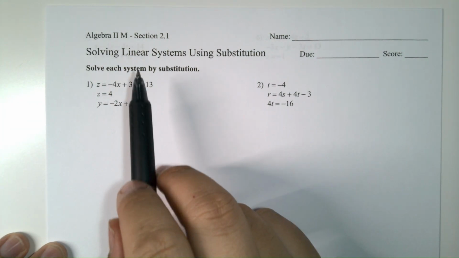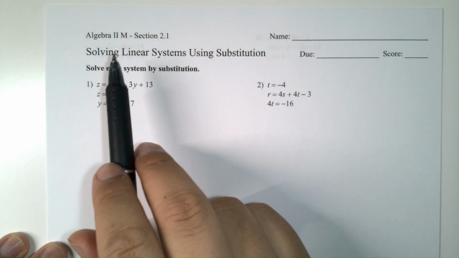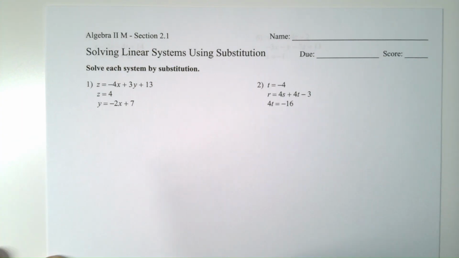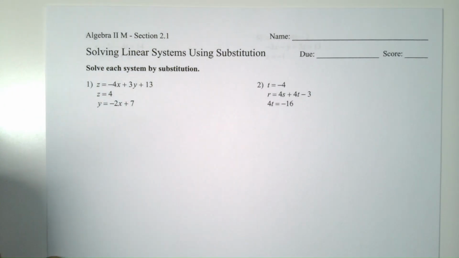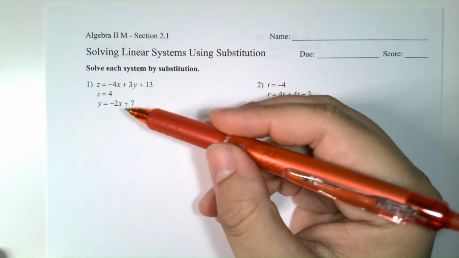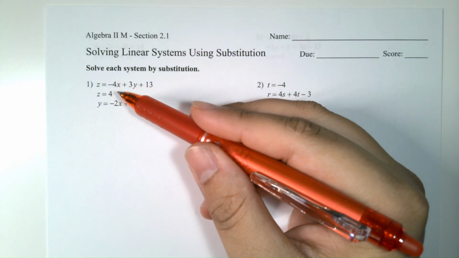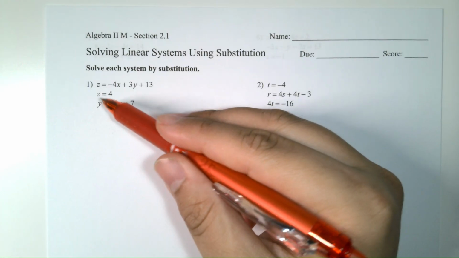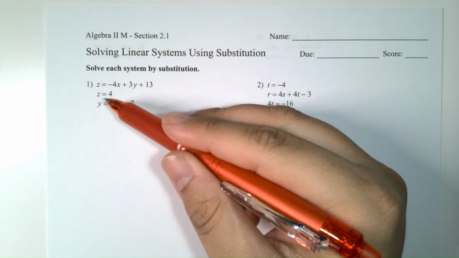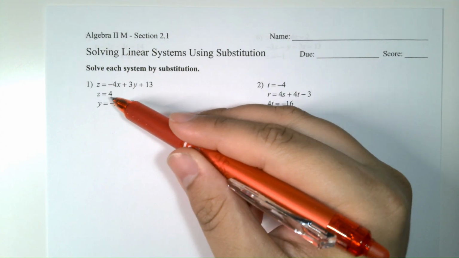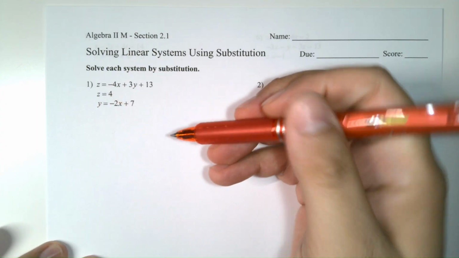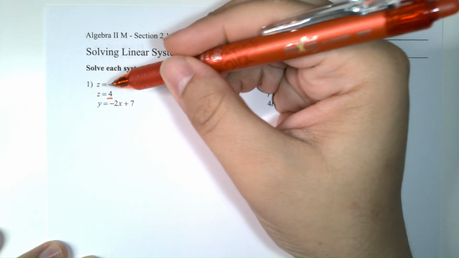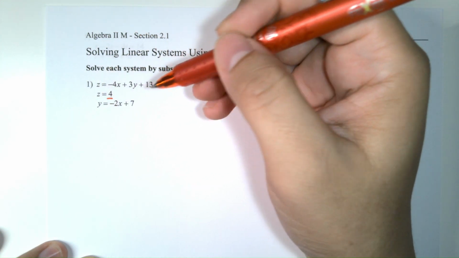So, in this video we're going to cover section 2.1, where we're solving linear systems using substitution. To solve problems like this, we want to take what one of our variables is defined as. Thankfully all of these are isolated, but what we want to do is take the simplest one, in this case z is equal to 4, and we want to substitute it into the other two equations.